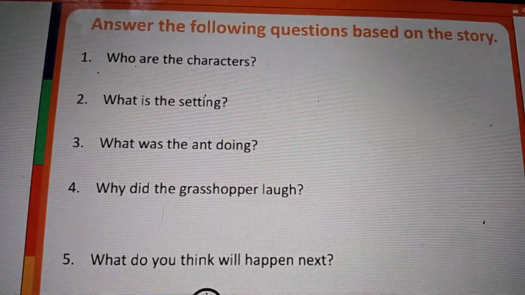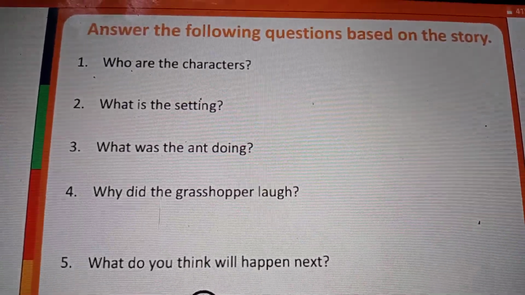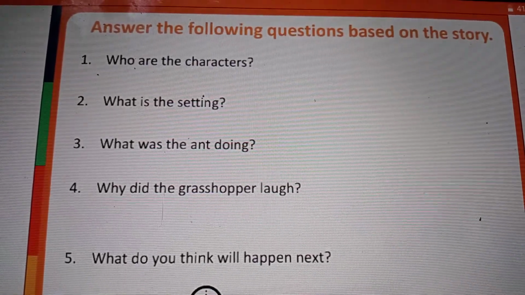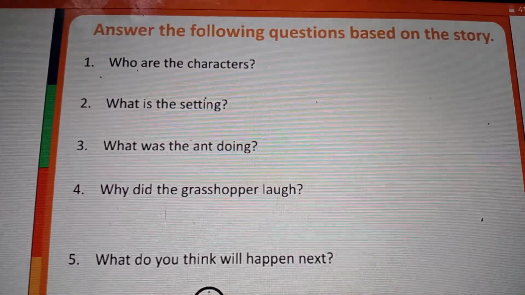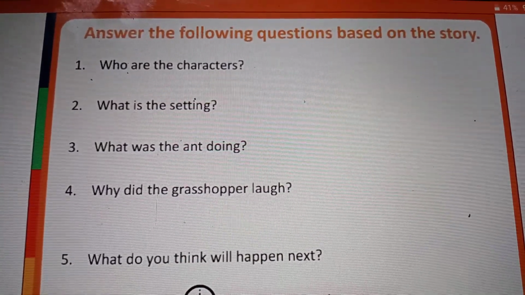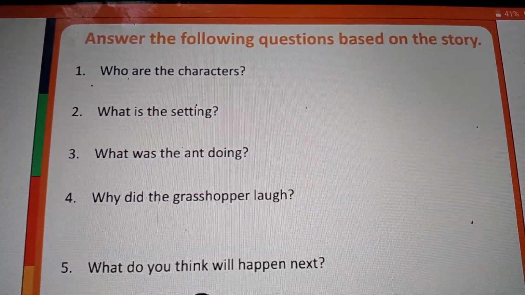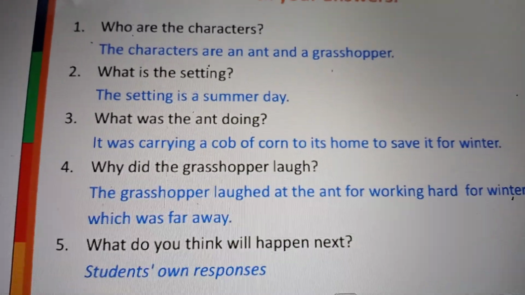So, did you listen to the story, my dear children? Yes. Who are the characters? Yes, the grasshopper and the ant. What is the setting? Next one. What was the ant doing? Why did the grasshopper laugh? What do you think will happen next? Yes, let us check out the answers.